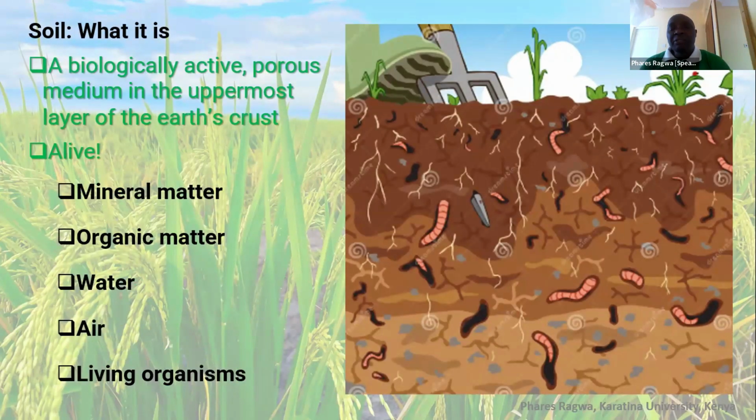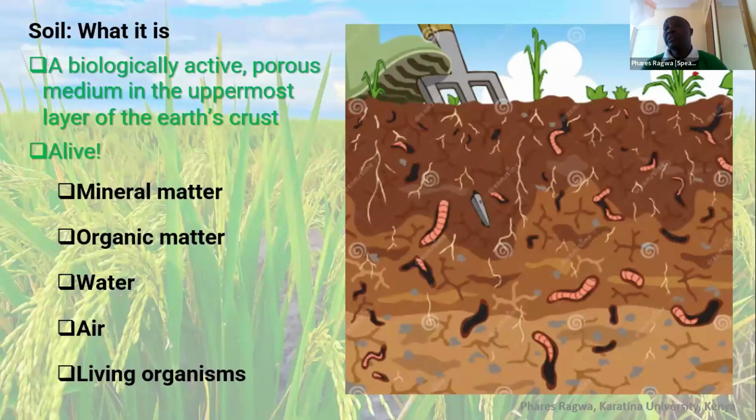Now, our resource base is the land. And on the land, we have a very important resource, which actually is the foundation for agriculture, and this is the soil. And very quickly, what do we refer to as soil? Before I even give the definition, let me say that soil is a living entity. It is alive. And therefore, in terms of a very short definition, soil is a biologically active porous medium in the uppermost layer of the earth. And this is what allows us to do agriculture.